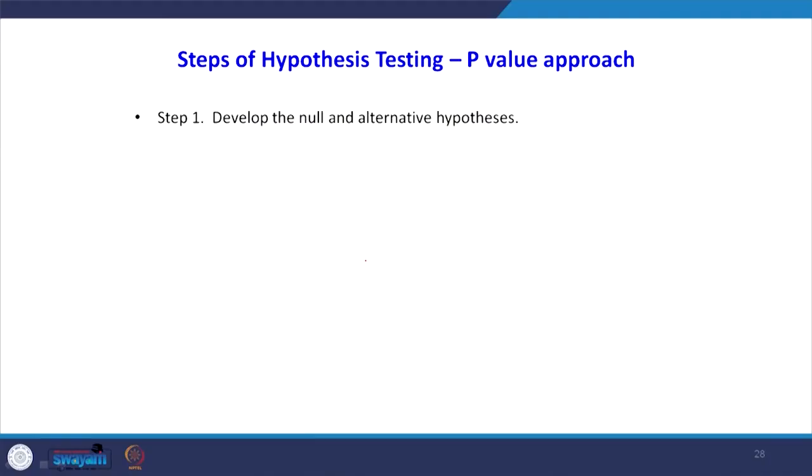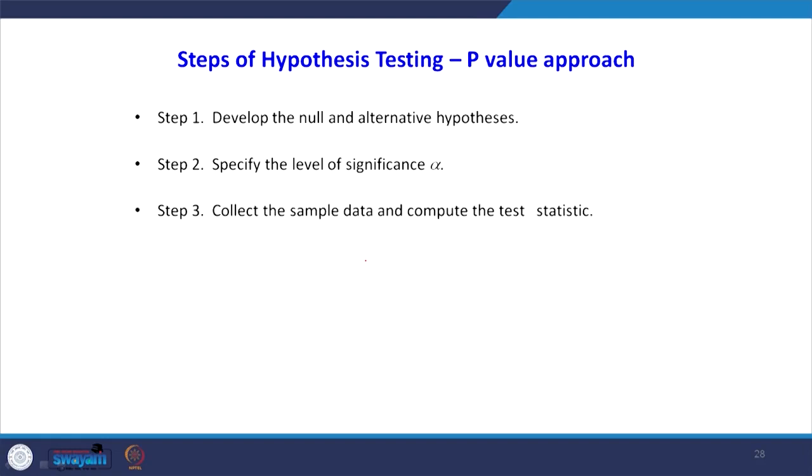So, what is the first step? We will develop the null and alternate hypothesis. Step 2, specify the level of significance alpha. This is very important. Before starting the test, you have to decide the significance level. Step 3, collect the sample data and compute the test statistic. This test statistic may be your t value or it may be the Z value.